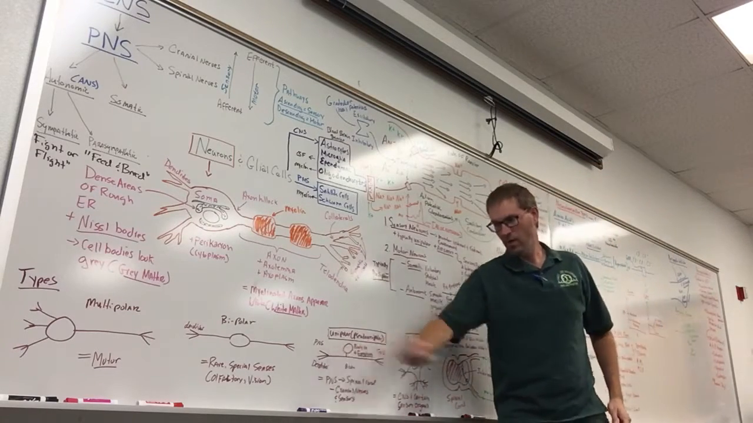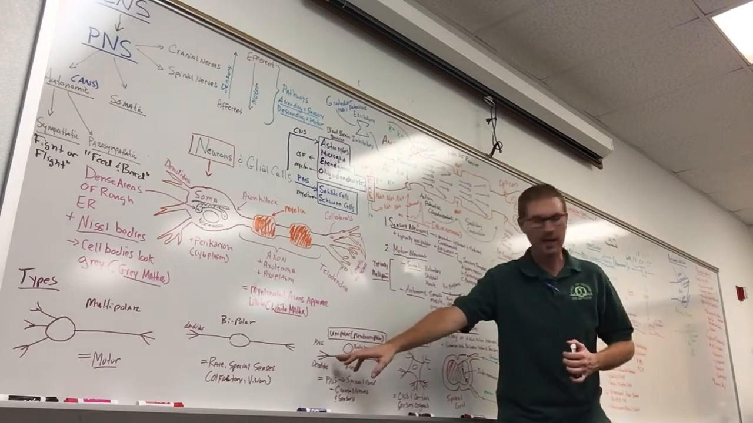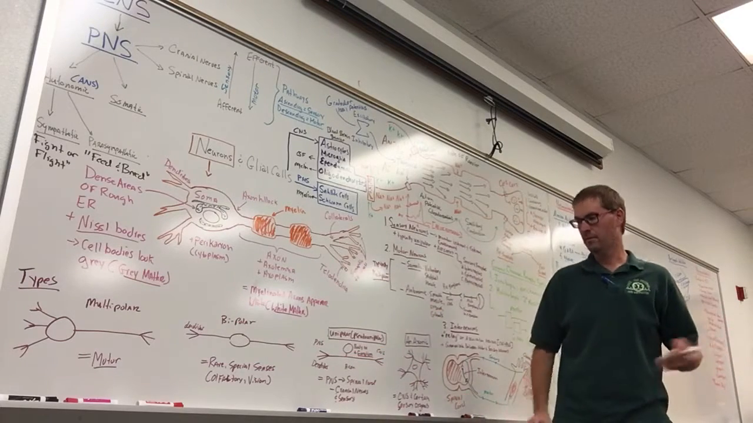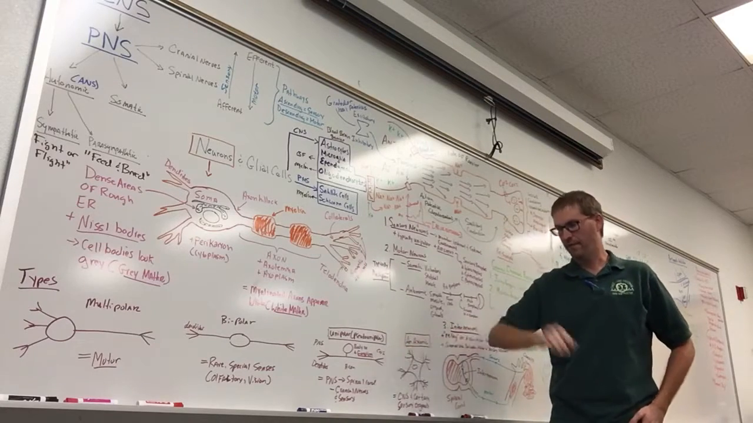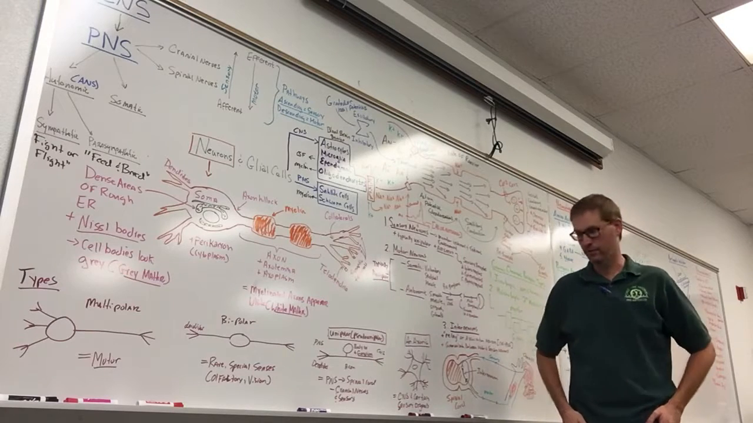And what you typically have with pseudo-unipolar neurons are your dendrites. Okay, the dendrites are in the peripheral nervous system, and then you have your axons in the central nervous system, or sometimes vice versa.